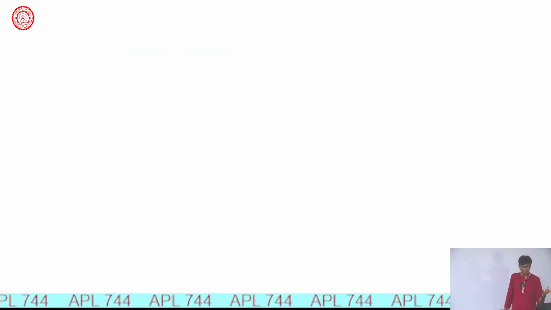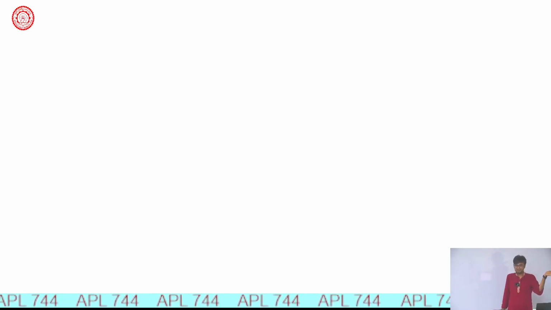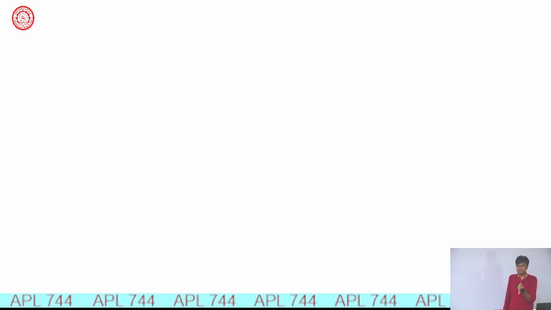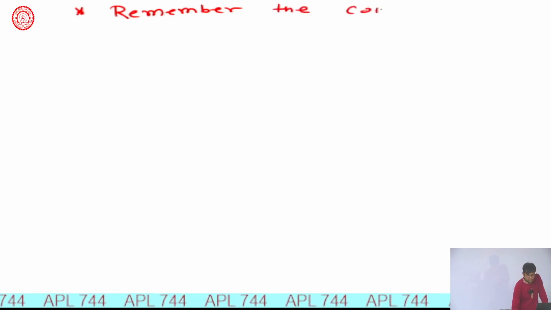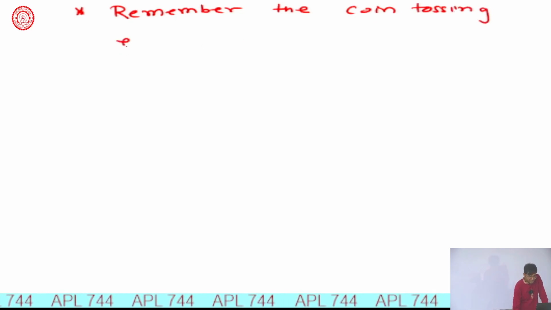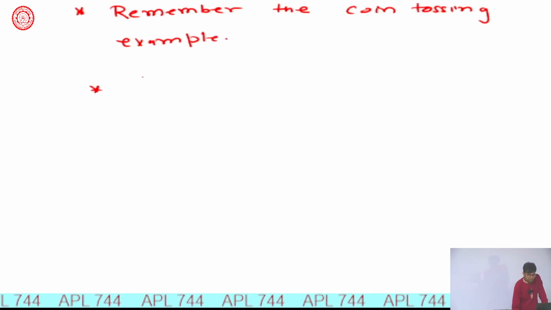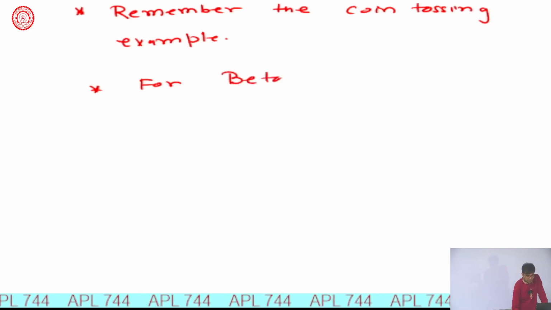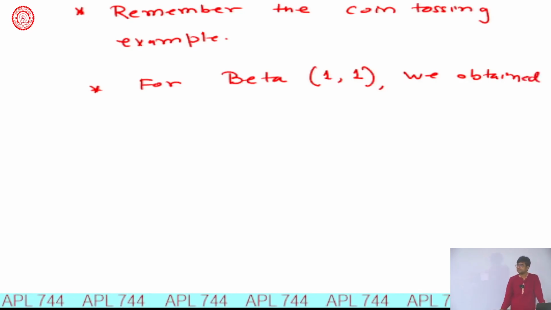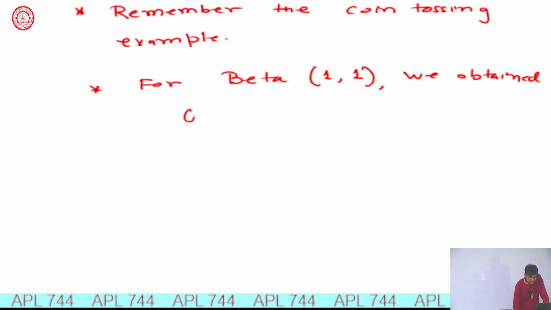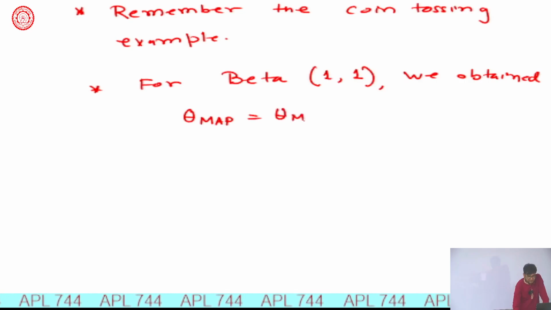But before that, let us revisit the example we did earlier, the coin tossing example. Remember for beta 1 comma 1, what were we getting? Our theta MAP was becoming equal to theta MLE. This was in lecture 3. Okay. If you do not remember, please check out lecture 3, we did this. Okay. We obtained that theta MAP was equal to theta MLE.